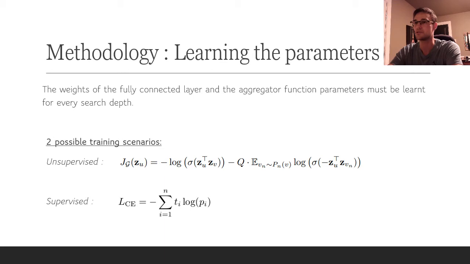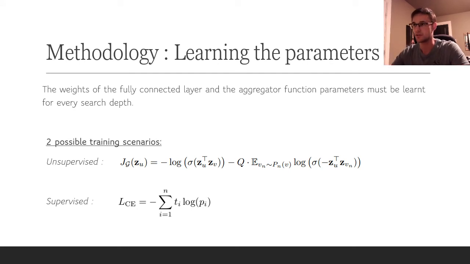So for GraphSAGE, we actually have two ways to learn the parameters. We can learn them in an unsupervised way. And when we want to use the node embeddings for a specific task that we know in advance, for example node classification, we could use a supervised loss function, such as the cross-entropy loss function.